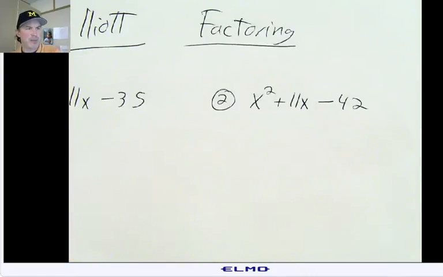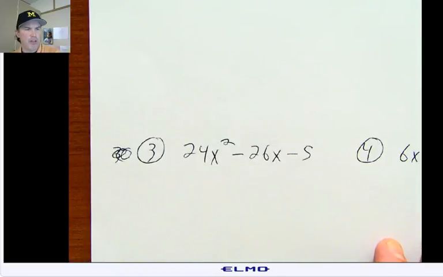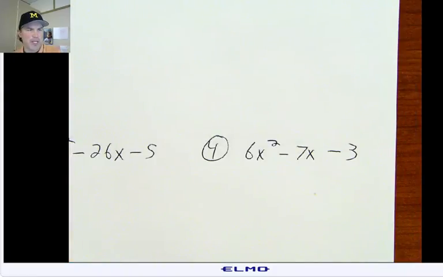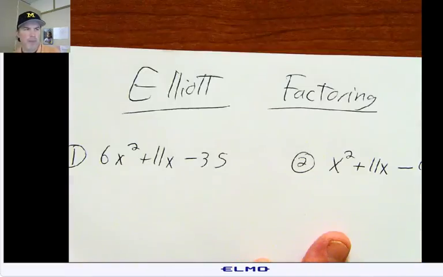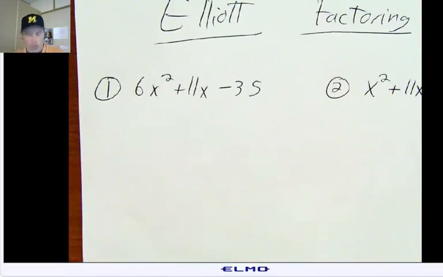That's going to be number one. Number two is going to be x squared plus 11x minus 42. Example 3, 24x squared minus 26x minus 5. And example 4, 6x squared minus 7x minus 3. Let's do this. First one. Okay.